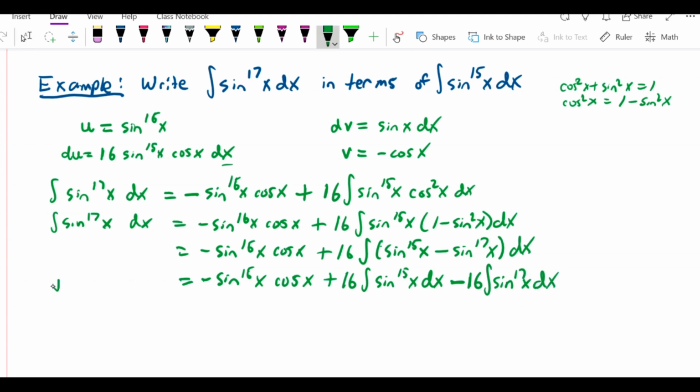So now look what we have here. I'll just bring this down. We simply have two different multiples of integral of sine to the 17th x dx on either side of the equation. So what can we do with that? Well, we can add 16 integral of sine to the 17th x dx to both sides of the equation. Let's do that. I have one copy of sine to the 17th x dx already on the left side. I'm going to add 16 more copies of that, giving me 17 integral of sine to the 17th x dx equals what we have left over on the right side.